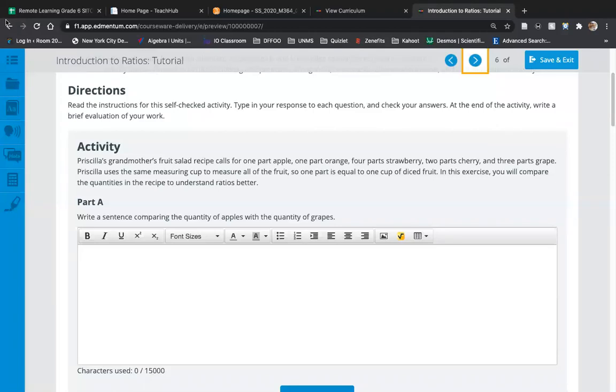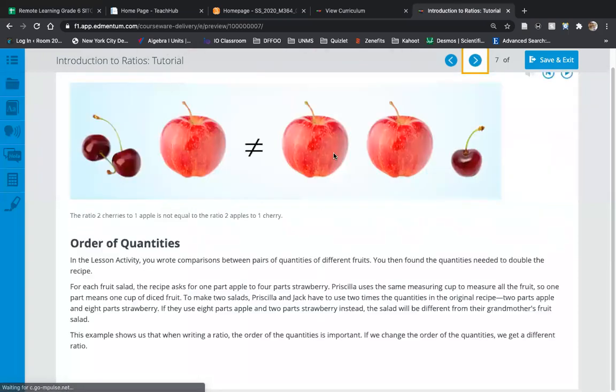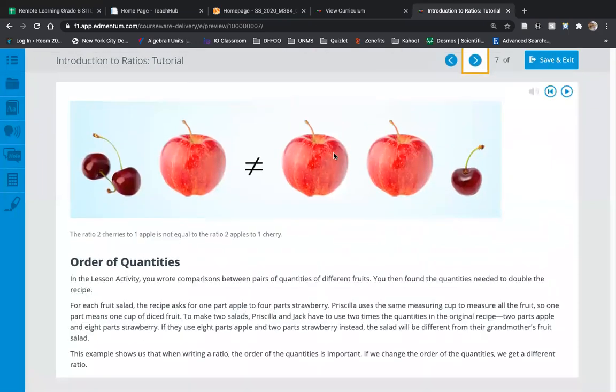Okay, so I'm gonna skip to the next part because it doesn't seem like we have any questions there yet, right? So the main thing that we talked about yesterday is that, remember, the order of the quantities in the ratio is a big part, right? Like in this example here, this is 1 part cherry, 1 part apple, that's not equal to 2 parts apples and 1 part cherry, right? That just makes sense looking at that.